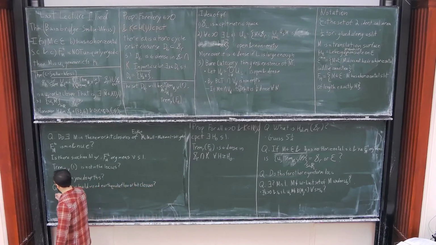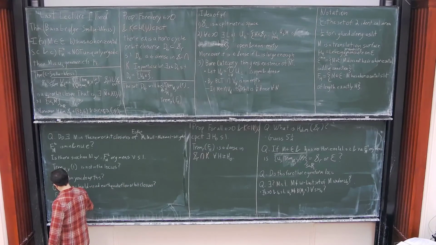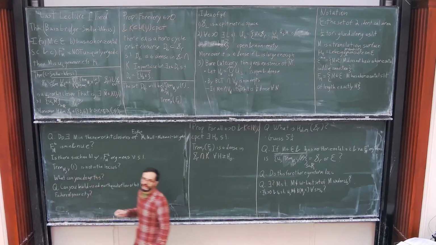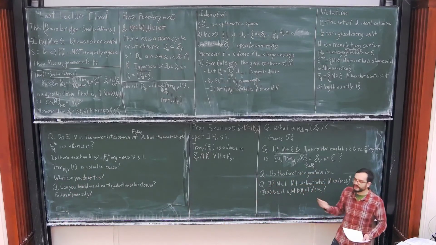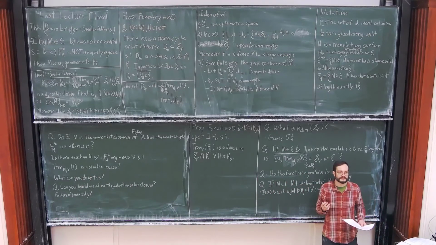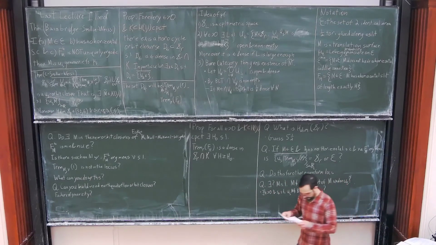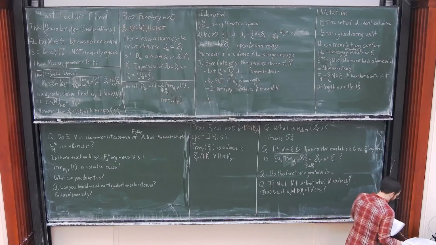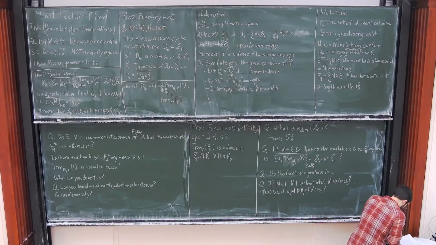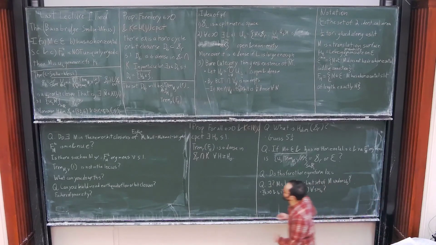Failure of generosity. And because this is just a measurable conjugacy, not a topological conjugacy, I don't think anything is immediate. All right. Now let's talk about another question.